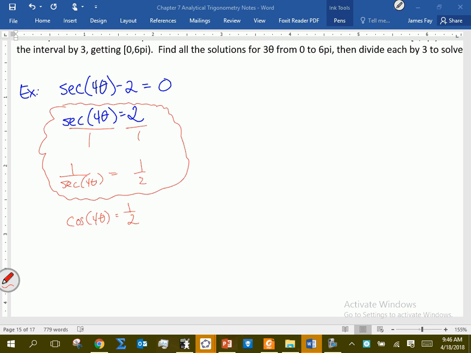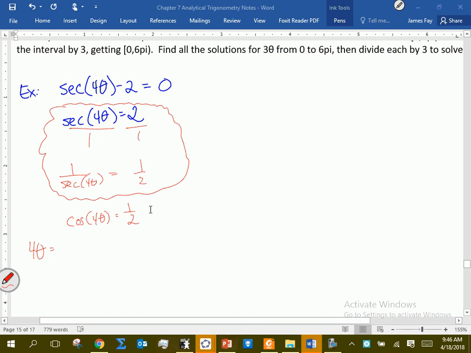Okay? If you're ever given secant of something is equal to a number, don't ever deal with the secant. Deal with the cosine of that reciprocal. For the same reason, if I'm ever given cosecant of something is equal to something, I'm not going to deal with cosecant. I'm going to deal with sine. So just take reciprocals, and it makes things a little bit easier, because that's what the unit circle is in terms of.